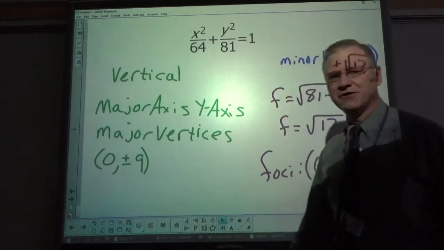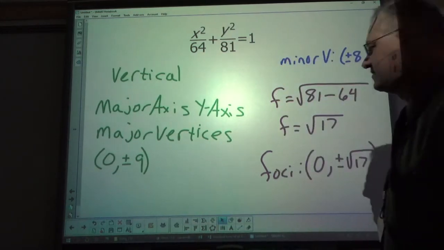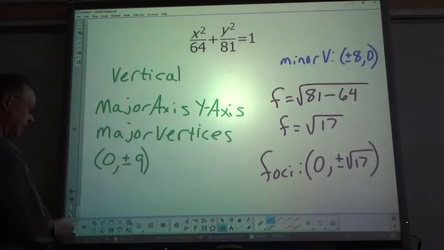Now, what is the foci? The foci is the point, let's go back to the diagram.